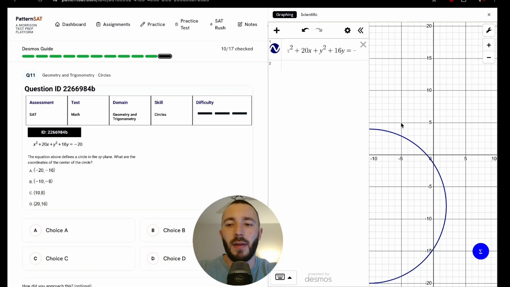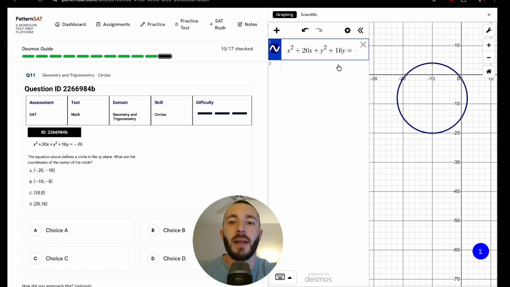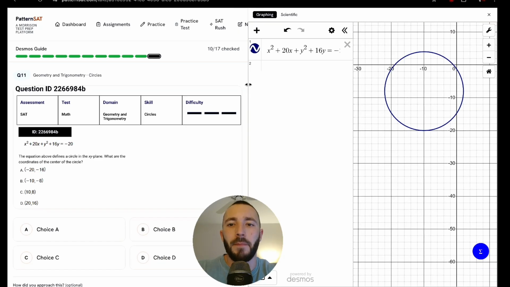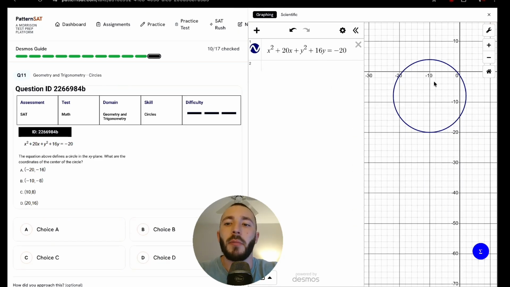Now, if you do this in a classroom, the teacher will usually say something like, use completing the square, which is not a very hard technique, but it takes a lot more time than just graphing and eyeballing the center, honestly. Like, it looks like the center is around -10, -8, or something like that.